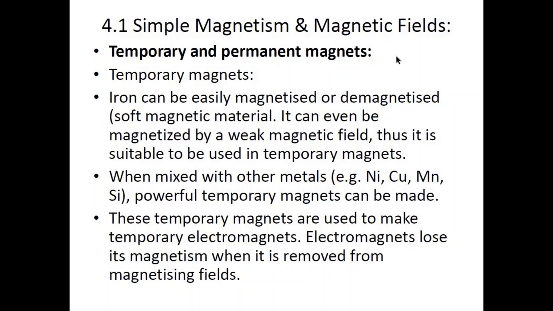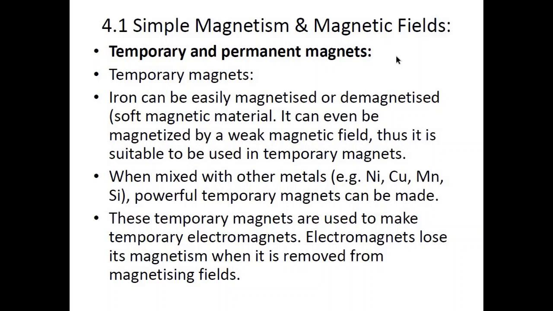Then temporary and permanent magnets. So iron can be easily magnetized or demagnetized. It is a soft magnetic material. It can even be magnetized by a weak magnetic field. Hence, it is more useful as a temporary magnet.